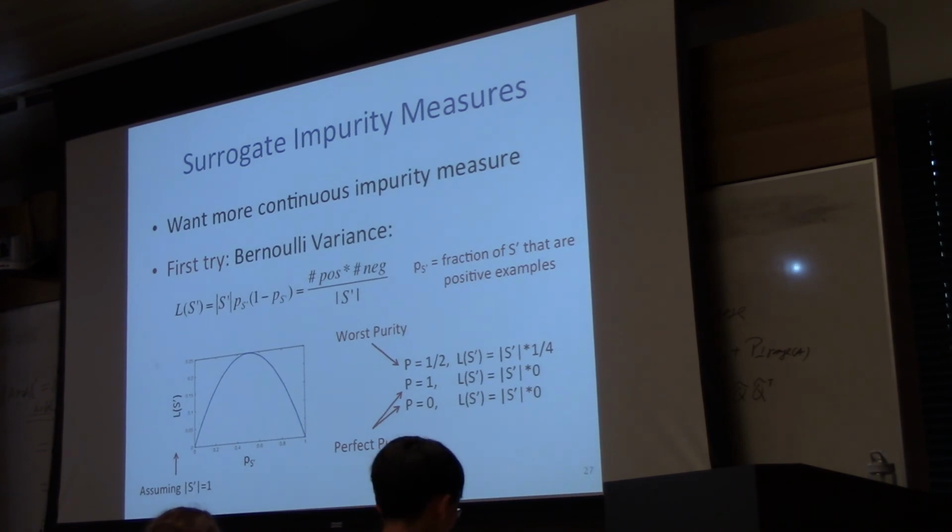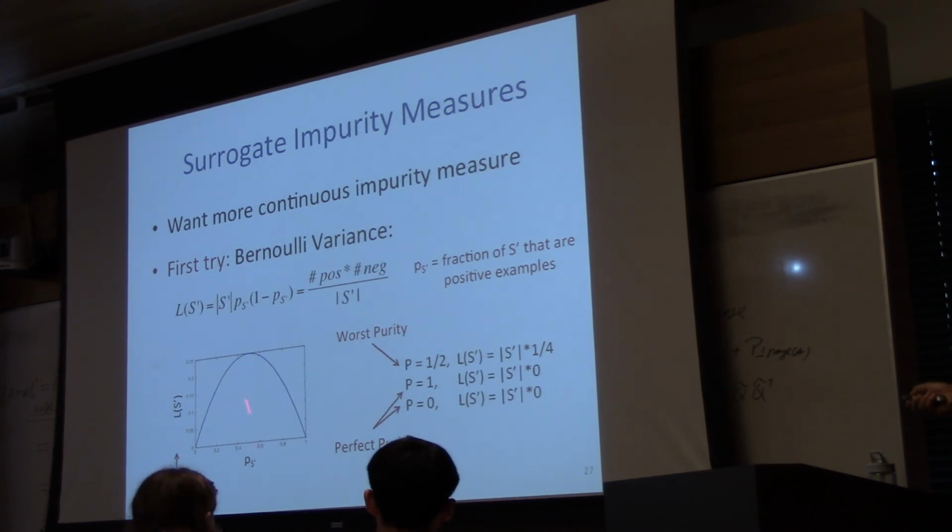So this is what the curve looks like. And again, here I'm not multiplying by the number of training examples; we're just assuming it equals 1. In practice, the y-axis of this curve is scaled by the number of training examples. But this is what it looks like. So at the extreme ends with perfect purity, you get 0 impurity. And at maximal confusion, you get the highest impurity.